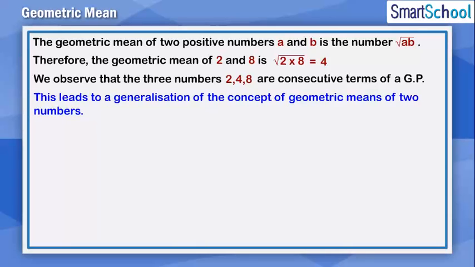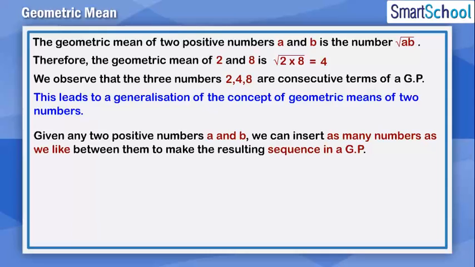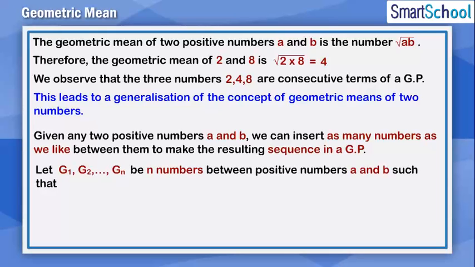This leads to a generalization of the concept of geometric means of two numbers. Given any two positive numbers a and b, we can insert as many numbers as we like between them to make the resulting sequence a GP. Let us understand this further. Let G1, G2 and so on till Gn be n numbers between positive numbers a and b such that a, G1, G2, G3 so on till Gn, b is a GP.